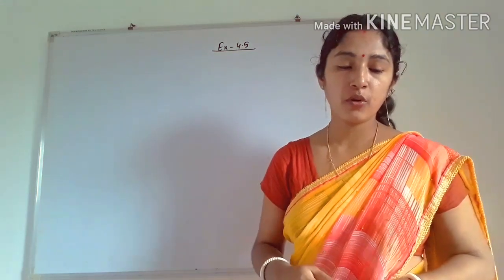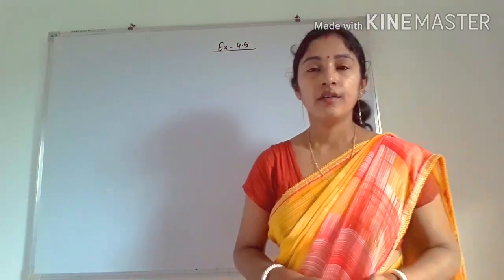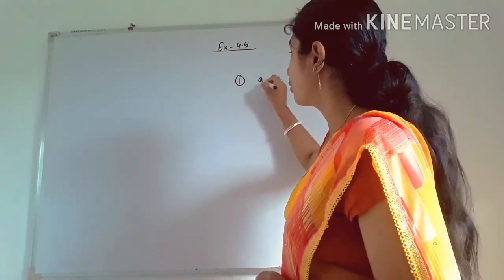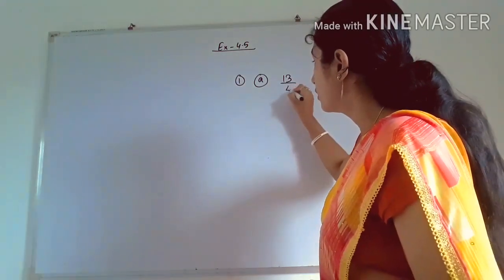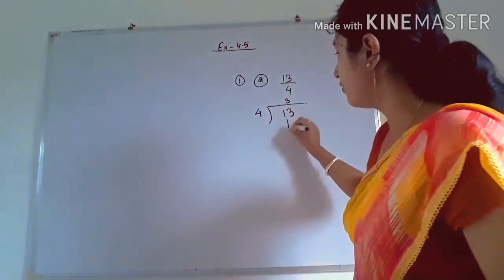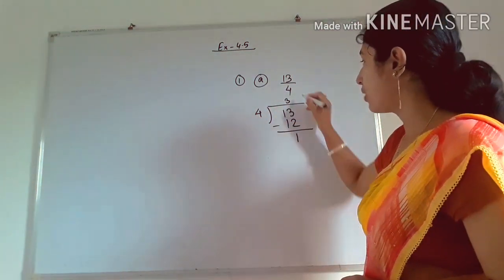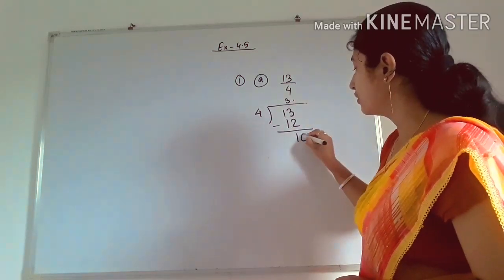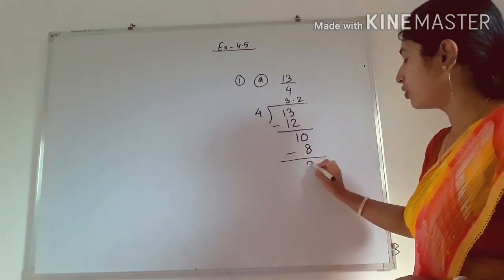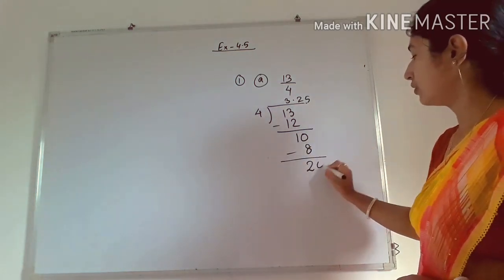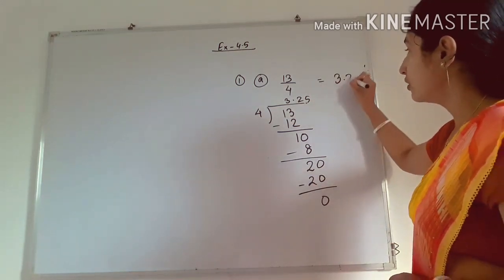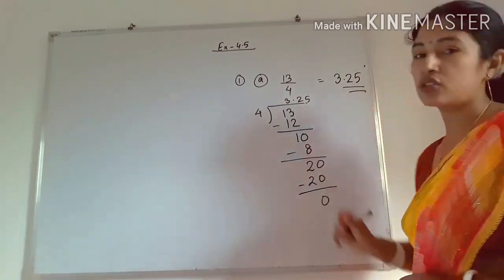In question number 1, you have to convert the rational number into decimal. Number A is 13 by 4. How to do it? You have to divide 13 by 4. 4 3s are 12. When you subtract, you will get 1. After putting the decimal, 0 will come. Then 4 2s are 8. 10 minus 8 will be 2. 4 5s are 20. Like that, we got 13 by 4 as 3.25. So the answer is 3.25.